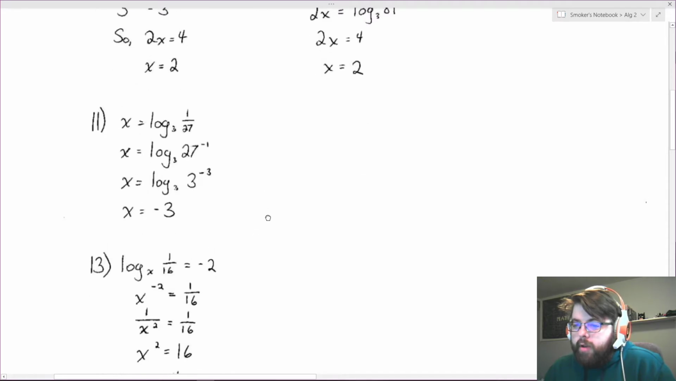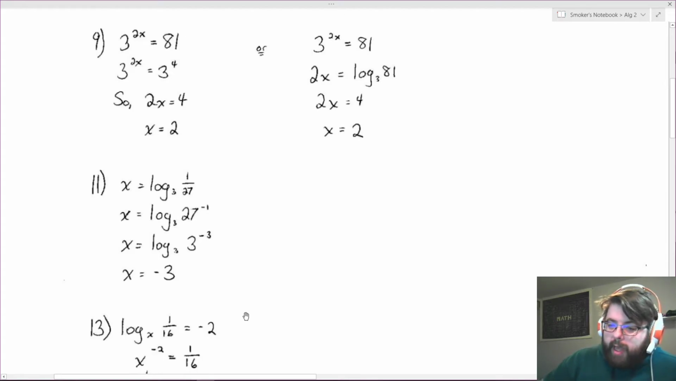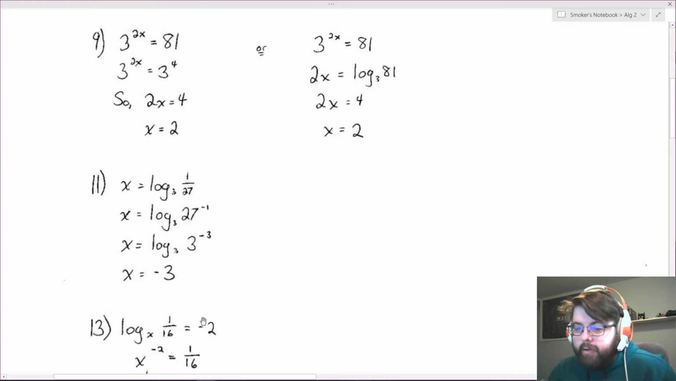Okay, so here's one, let me just work my way through this. Number 13, log base x. So the unknown is in the base, and this is definitely one where we want to convert to exponential form once we get it in standard logarithmic form, which it is. So log base x of 1/16 is equal to negative 2. Converting this from logarithmic to exponential form would be x to the power of negative 2 equals 1/16. We want to solve this.